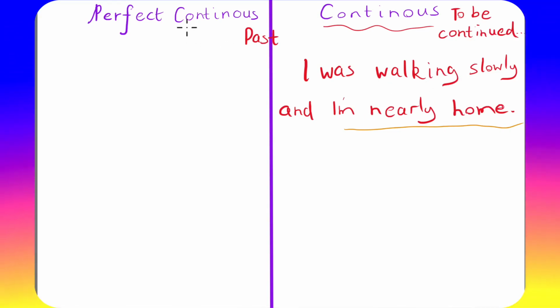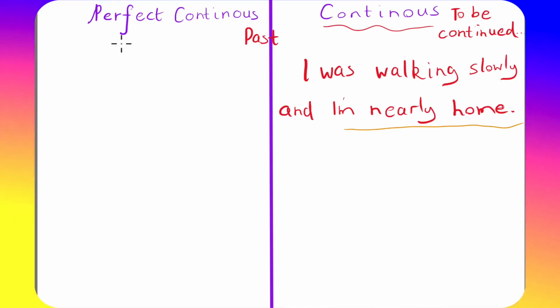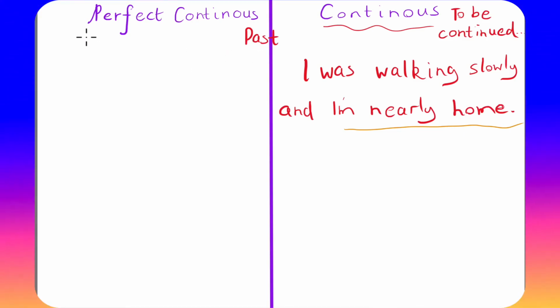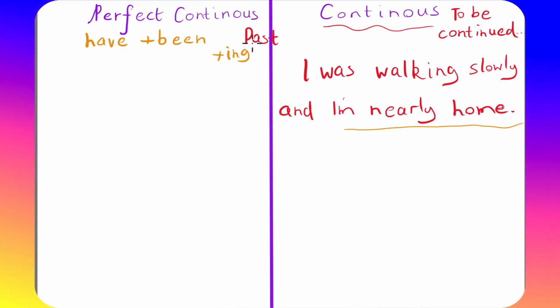However, if I wrote this in the perfect continuous tense, it would be a lot different. Be aware that when we write in the perfect continuous tense, in the past, we will use the auxiliary verbs have and been plus an ing verb. Let's convert this sentence now to the perfect continuous past tense.